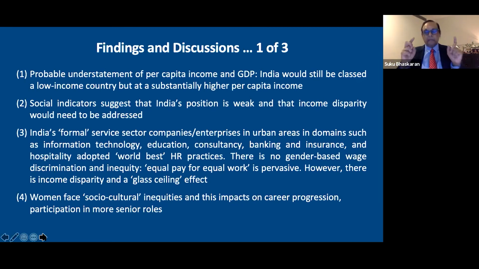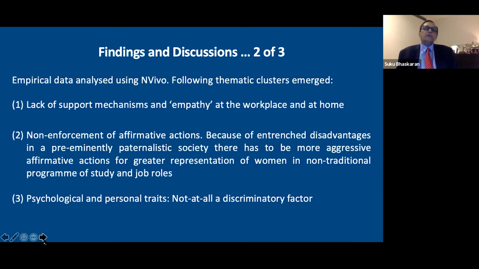because of the highly paternalistic approach to things. There are inequities that happen at home, and this affects women's career progression and participation in more senior roles. Therefore, I'm saying whatever inequities and disparities that women experience in the formal sectors in India are an outcome of socio-cultural reasons rather than inequities in the workplace. So even the workplace can provide certain support mechanisms, and I'll talk to that next. So we put this empirical data into NVivo, and we develop certain thematic clusters.